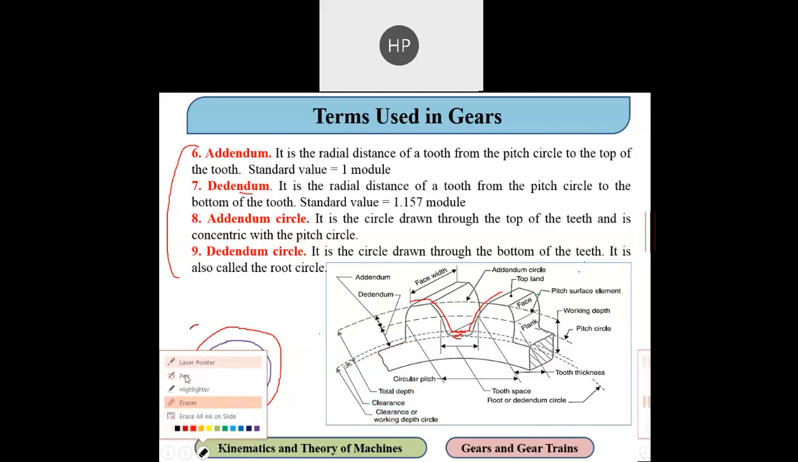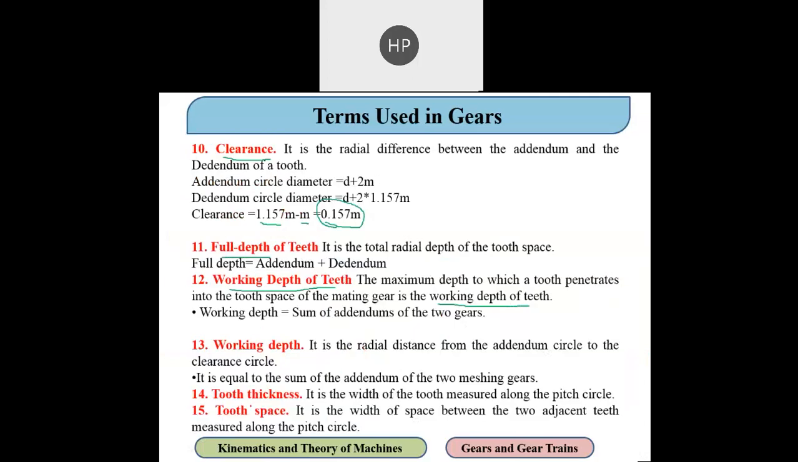First, this one is the total depth. Then this one is the working depth, and whatever the remaining portion is, this one, it is the clearance. So these are the three portions. And then tooth thickness. Now we will see these two important definitions.